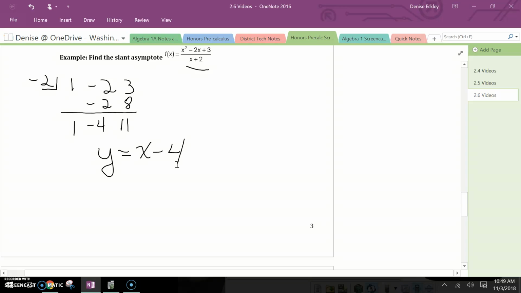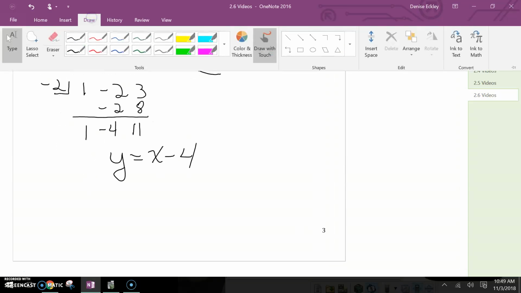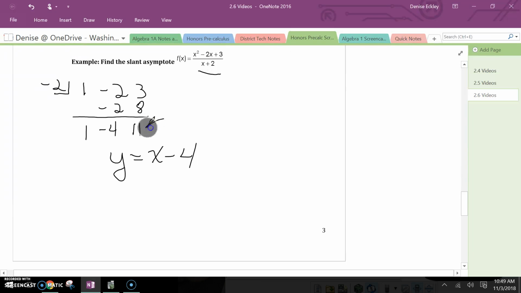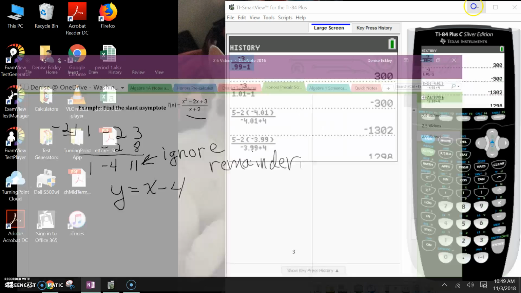Now if you notice, the 11, we ignore that. And the reason we ignore that is because it will not affect the shape of the graph. So we don't even include it. So on the graph, we would see that there's a break where x equals 4. So I'll show that on the calculator.